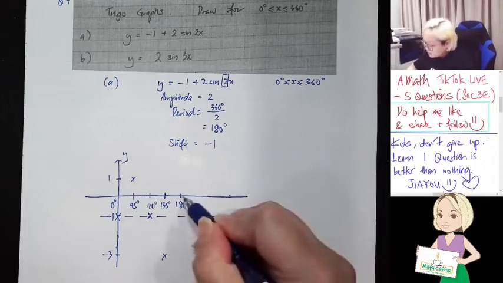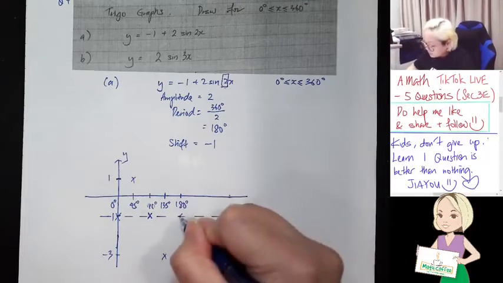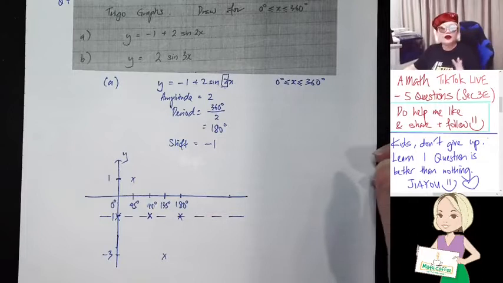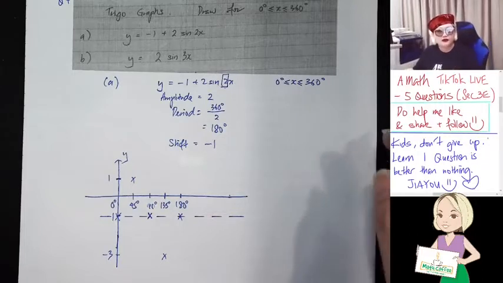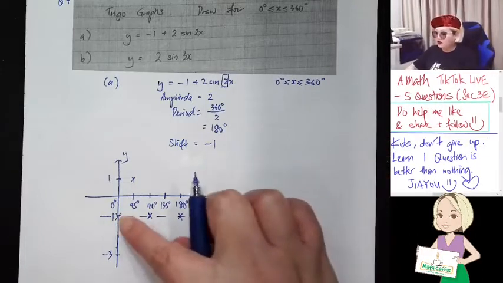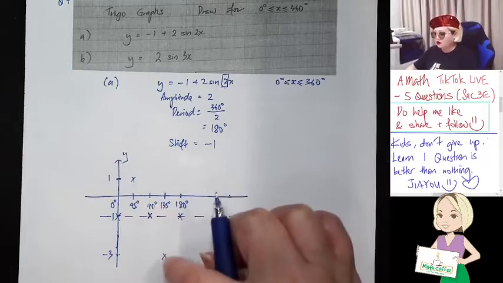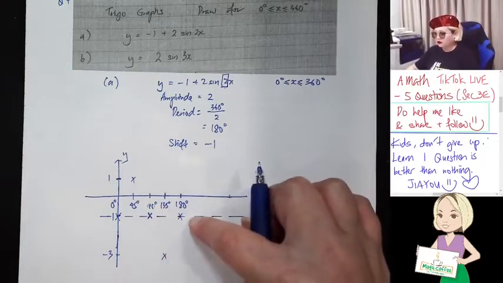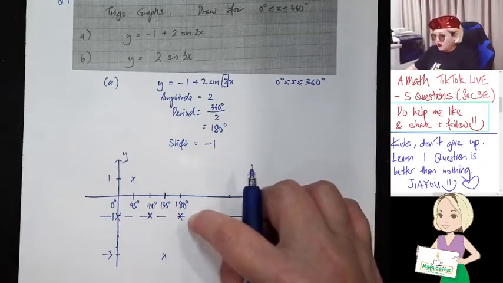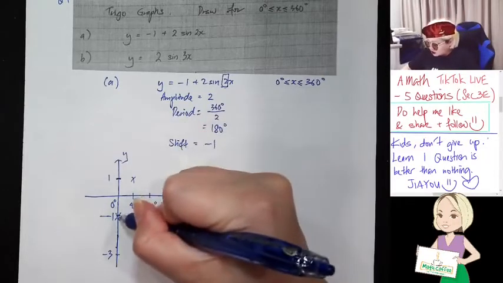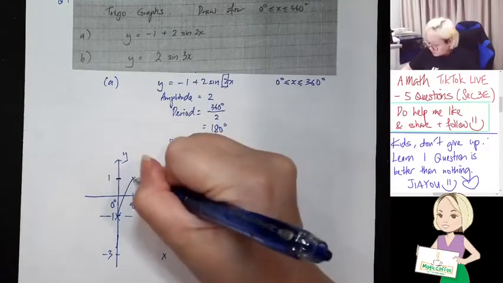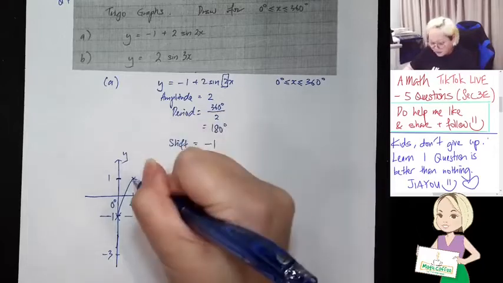Go back to 0 at 180 degrees. So always plot the 5 critical points: 0, max, 0, minimum, 0. Then after that, you can draw. My shape is a bit ugly.